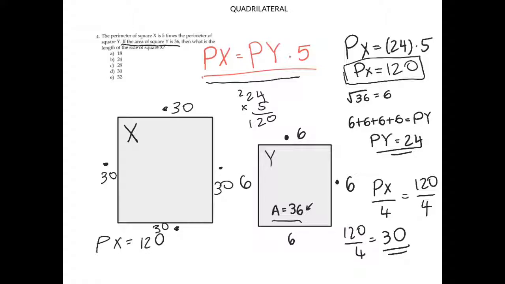So now we have our final answer, which answers the question of what is the side length of square x, and that will be 30. So that's our answer, which is D, right there.